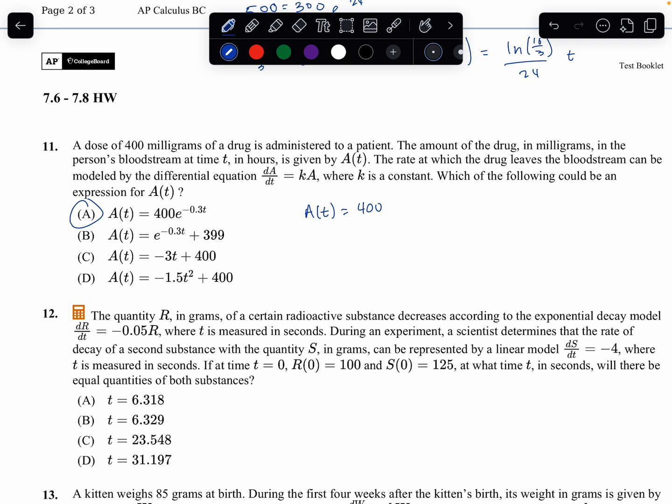You can check that. Let's see, how can you check the constant though? So you know that dA/dt is equal to k times A. Is there anything I can do to plug in?